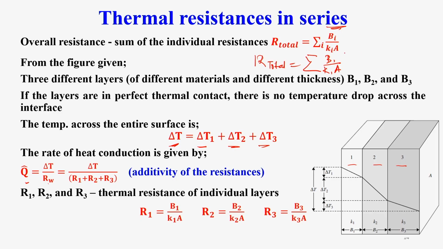Now, if I write here what will be the R total here, then R total will be, let us say, for 1, B1 upon K1A plus B2 upon K2A plus B3 upon K3A. So, this can also be simply written in terms of R1, R2 and R3.